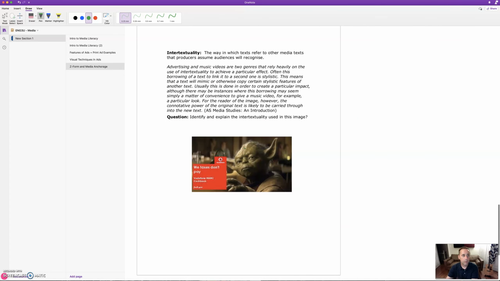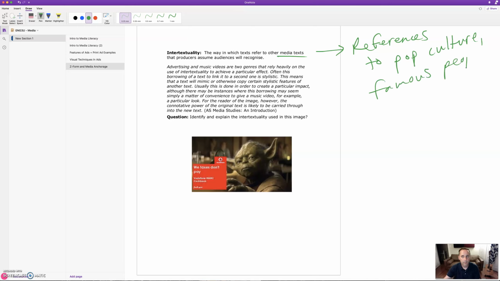Okay, lastly, intertextuality. This is the way a text refers to other media texts that producers assume you'll recognize. So these are like references to pop culture, famous people, famous literature maybe, or events, etc. Okay, so here's an example below.